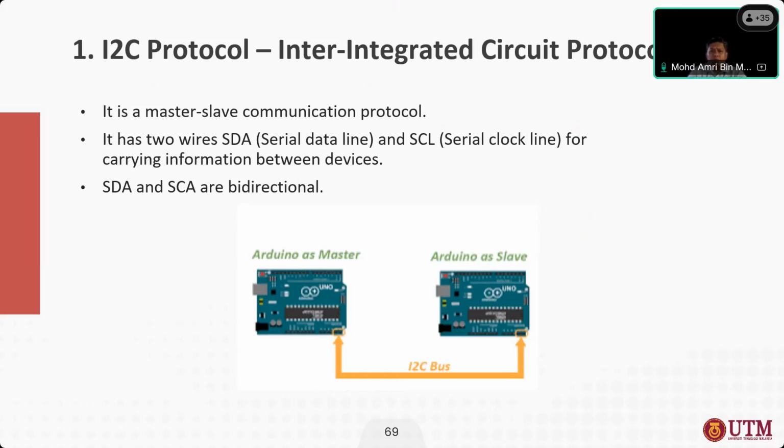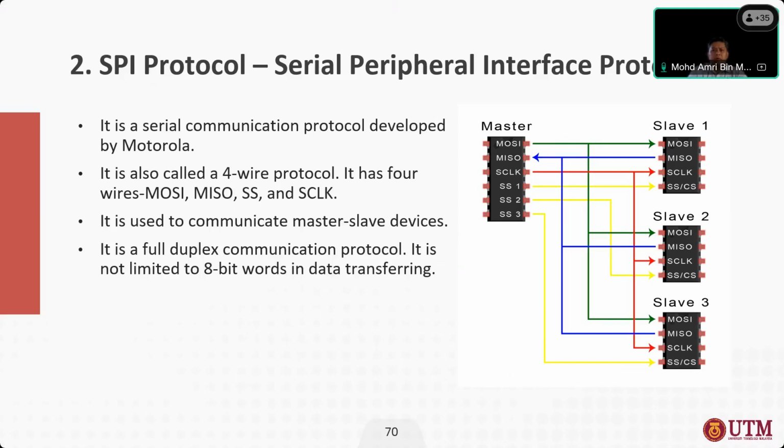So not two totally different systems. Same type. Not for inter. So it is communicating with the same type of device, which is Arduino and Arduino, and this is called I2C, inter-integrated circuit protocol. And also another one we call SPI. This is a serial communication developed by Motorola.